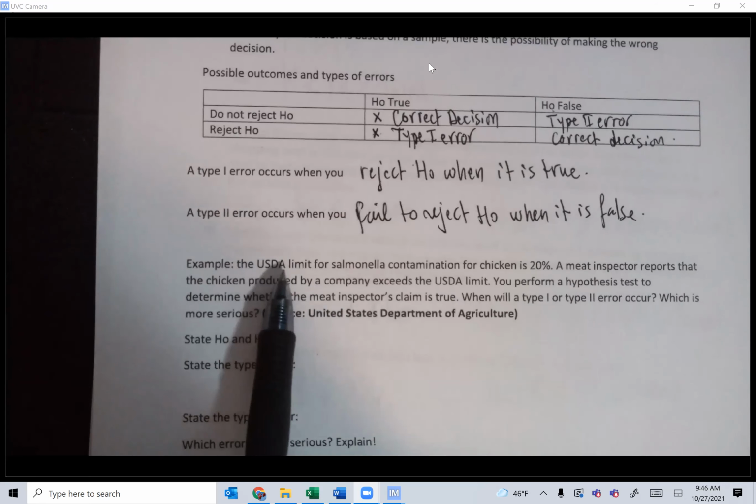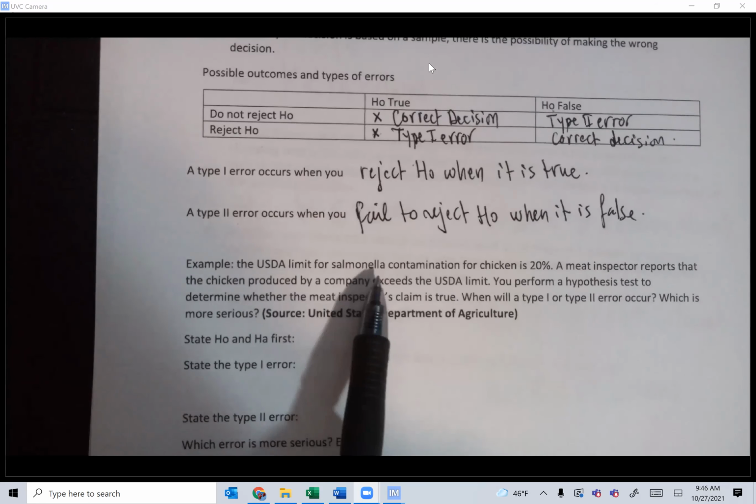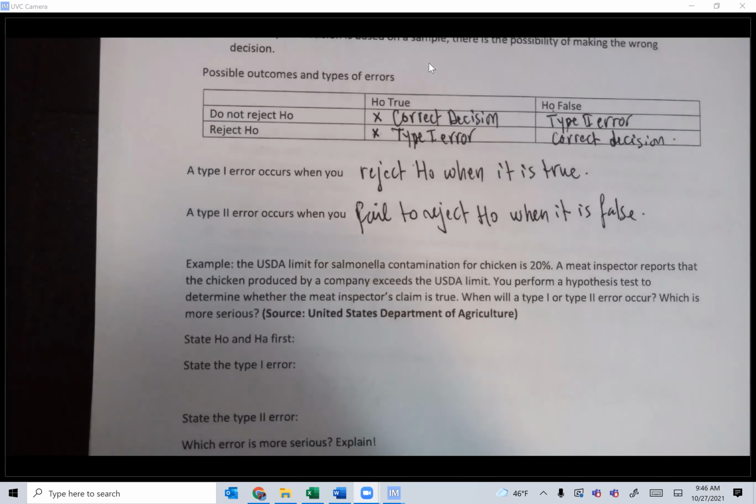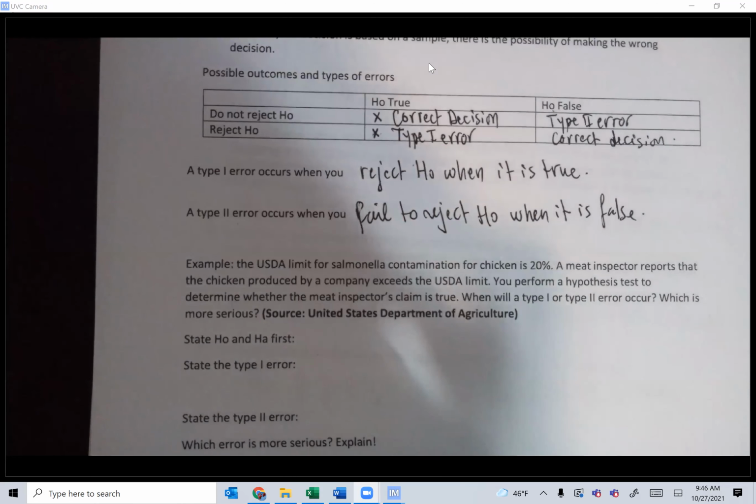The USDA limit for salmonella contamination for chicken is 20%. So they said you can have up to 20% contamination of salmonella, and you still can eat the product, no health issues. A meat inspector reports that the chicken produced by a company exceeds the USDA limit. So a meat inspector went to a company and found out that the level of contamination is more than 20%.